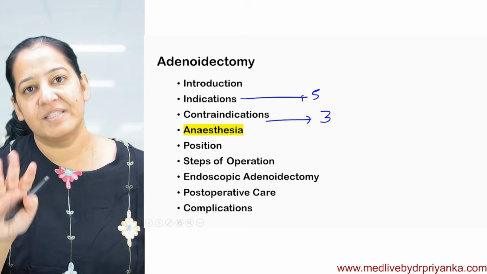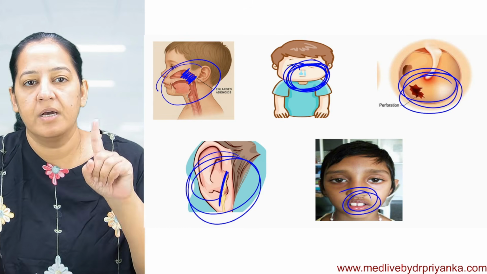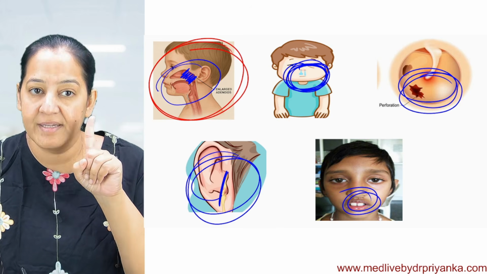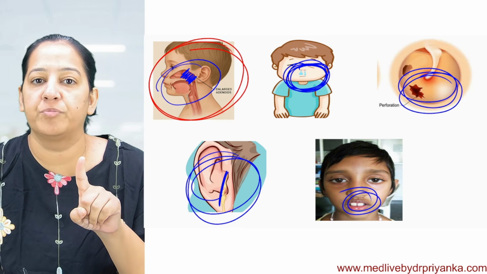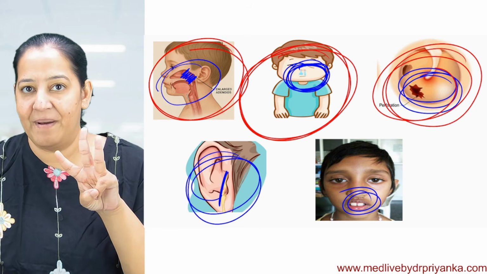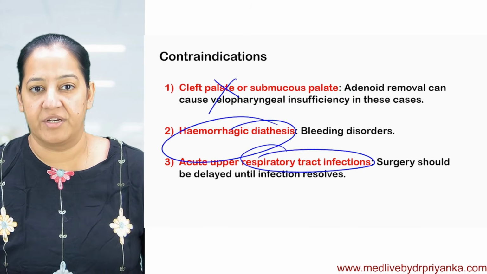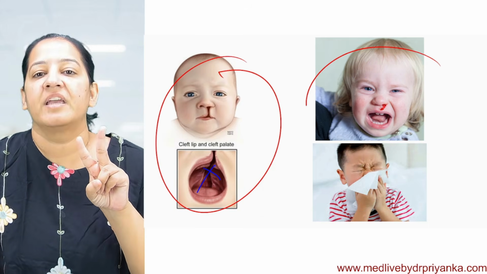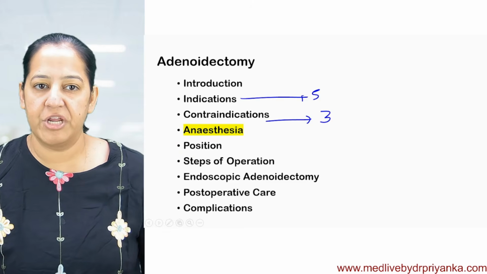Rather than mugging it up, see the images. These are the 5 indications: nasal obstruction severe to such an extent that the child is snoring, has a speech abnormality, mouth breathing, constant chronic infection, perforation in the tympanic membrane, ear discharge, and dental malocclusion. And learn the 3 contraindications, they are in front of you: cleft palate, hemorrhagic diathesis, and acute respiratory tract infection.